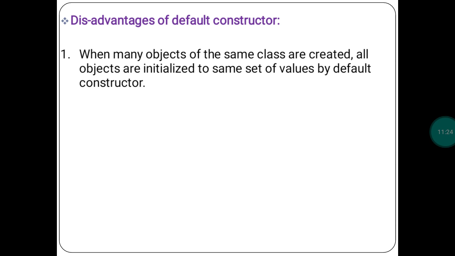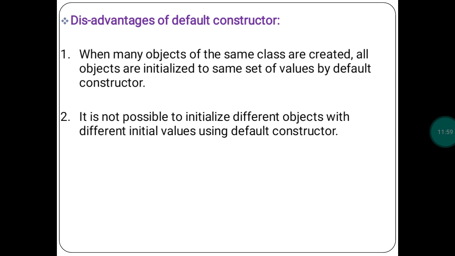So that is the main disadvantage. Because if you are using more than one object, then also the values will be initialized the same for all the objects. This is the one main disadvantage. Because it is not possible to assign different values for different objects.